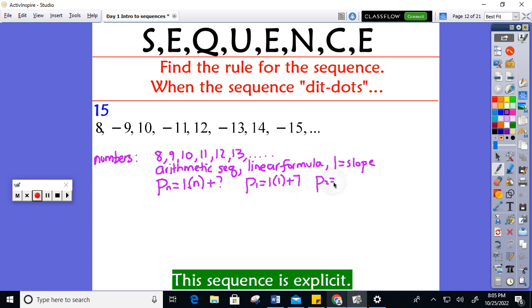P sub 2 would be 1 times 2, that's 2. Oh, yeah, I need to add 7 again because I need it to turn out to be 9. So is P sub 3 going to be 1 times 3 plus 7? Well, that's 3 plus 7, and that's 10. Yeah, I got the numbers going now. So P sub n, I know, is 1n, which I'll just call n. Now I know that that number you add on is plus 7 every time. All right, got that.